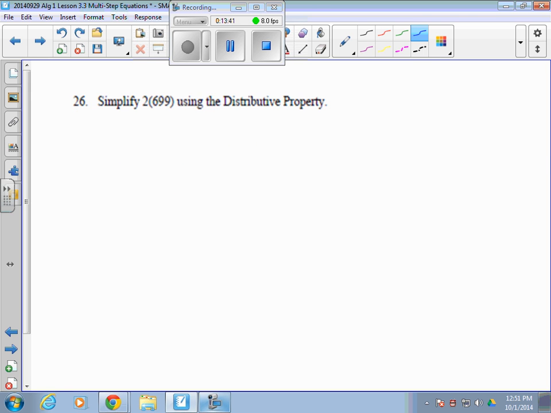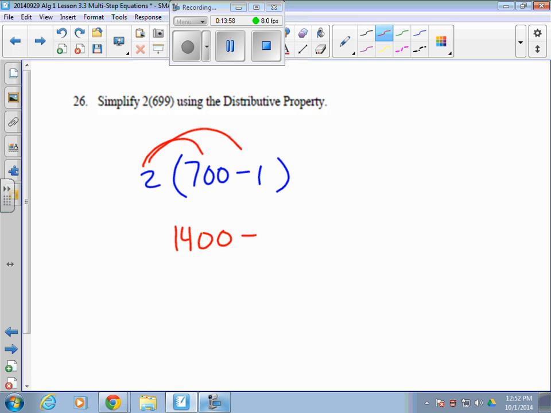And then number 26 says simplify 2 times 699. 699 is the same thing as 700 minus 1. So 2 times that would be 2 times 700, which is 1400, and 2 times negative 1, which is minus 2, 1398. That is using the distributive property.